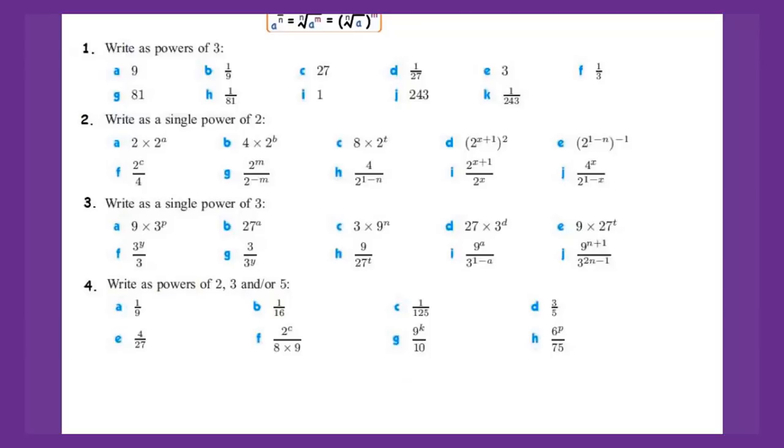For the J part, you got 3 to the 2k's power. Then 10, I can write down 2 times 5. So the final answer will be 3 to the 2k times 2 to the negative 1st power times 5 to the negative 1st power.